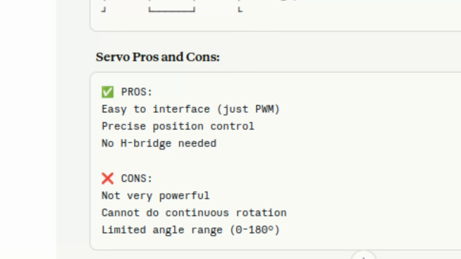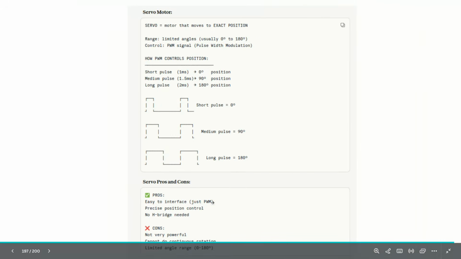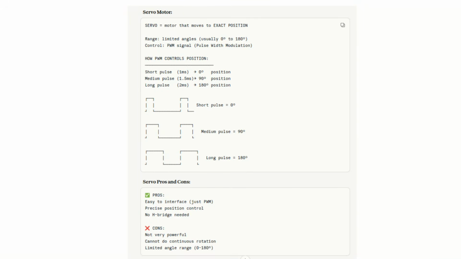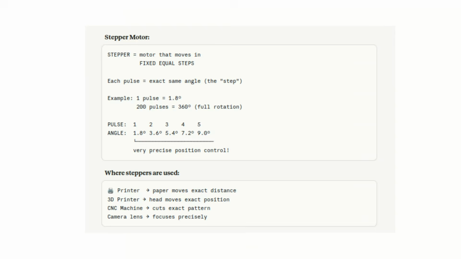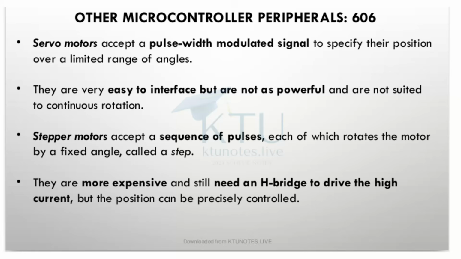There is no H bridge here, right? The position you want, that position you can control it using the PWM signal, right? But it is actually limited. That is the main con. It is not that powerful. But the main pros of this servo motor is that because of PWM we can easily go to the position we need, and there is also no H bridge. Like in the DC motor there was an H bridge. Here you don't need any H bridge.